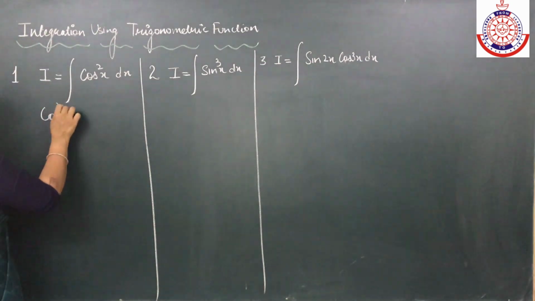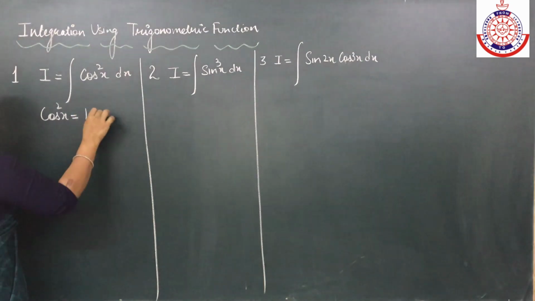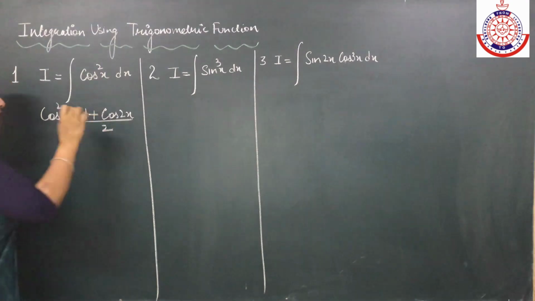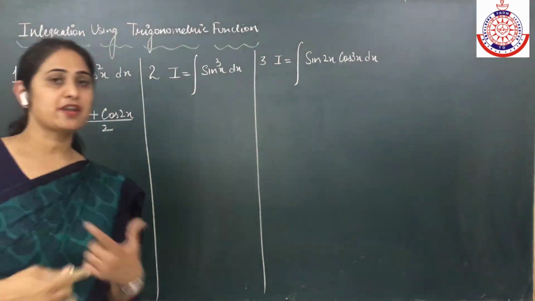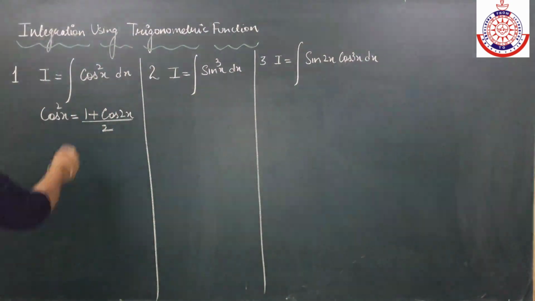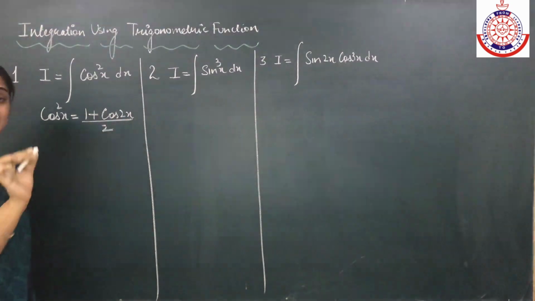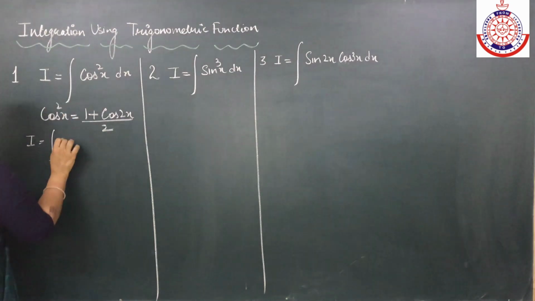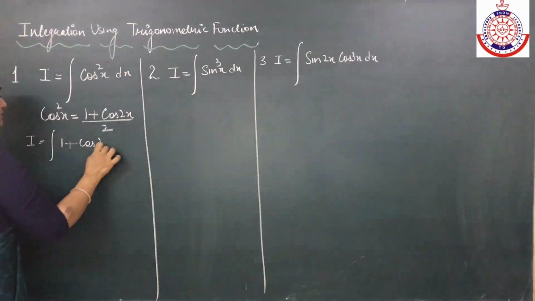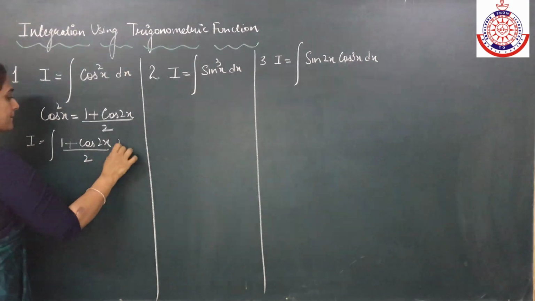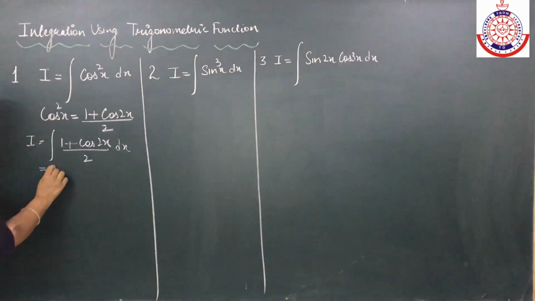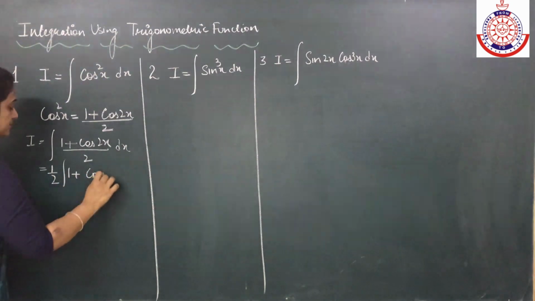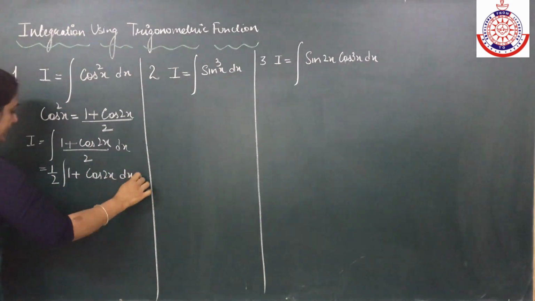Clear? So let's recall the formula. Do you remember we had a formula? Cos square x is equal to 1 plus cos 2x by 2. How many times have you been told to learn the trigonometric formulas. So cos square x is 1 plus cos 2x by 2. Now, in place of cos square x, I'll put this. 1 by 2 being constant, it will go out. Now I'll integrate this.